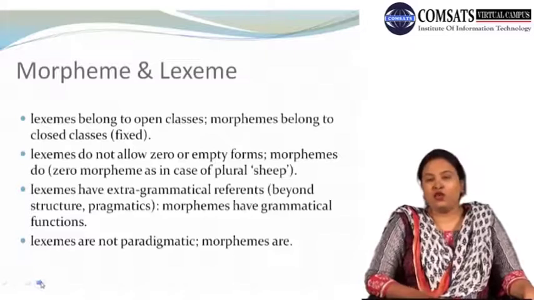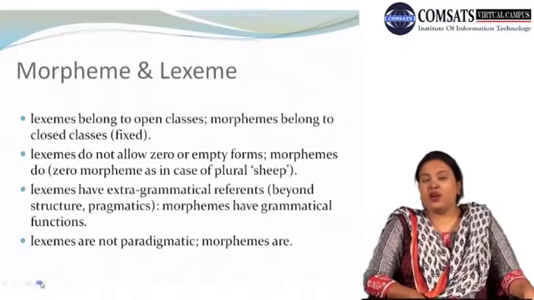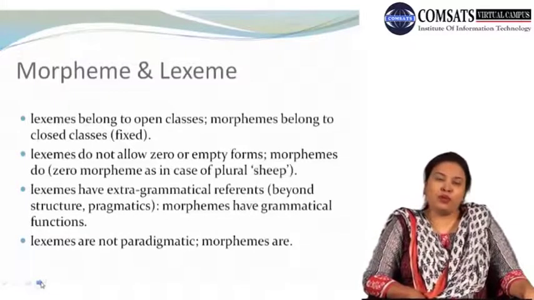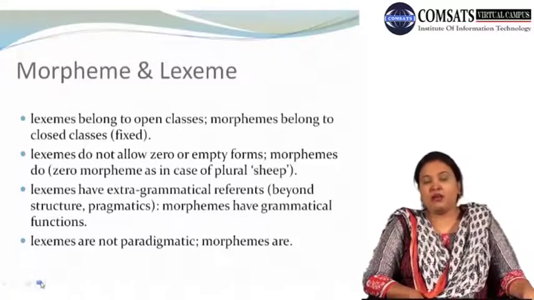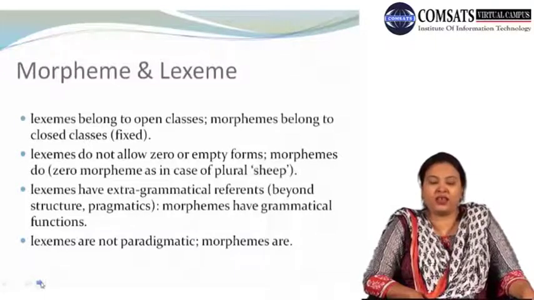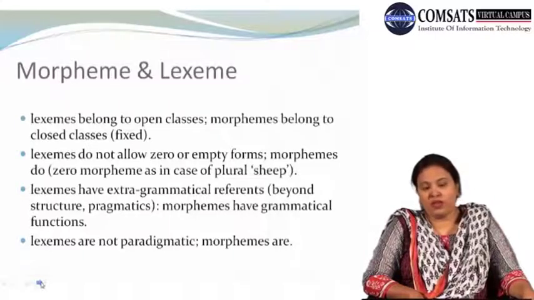Now again, so as not to confuse lexeme and morpheme, there are certain distinctions. Number one, lexemes belong to open classes. Morphemes usually belong to closed classes because they are fixed. Lexemes do not allow zero or empty forms. Morphemes allow zero morphemes. How? Consider the example of sheep. Sheep singular, and if I make a plural, again sheep.